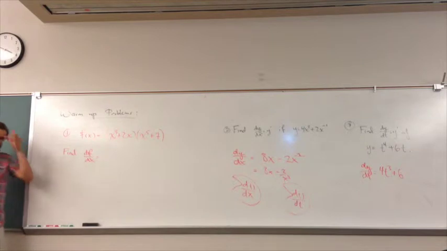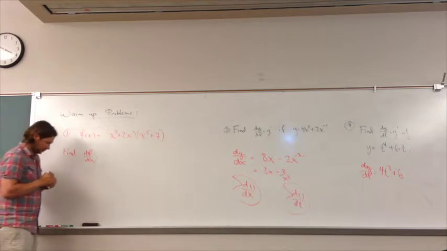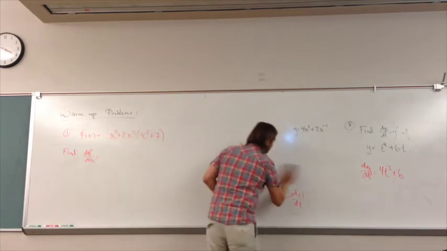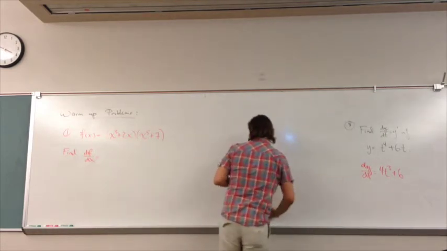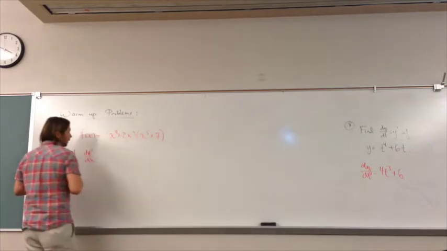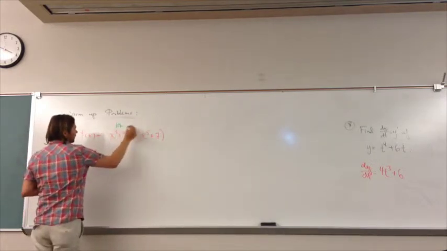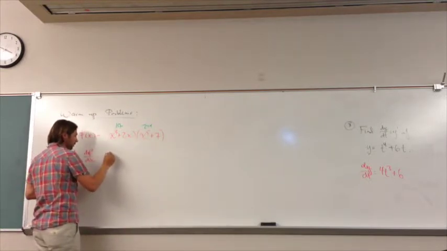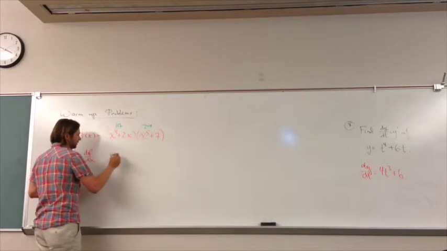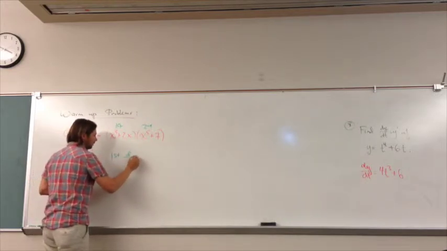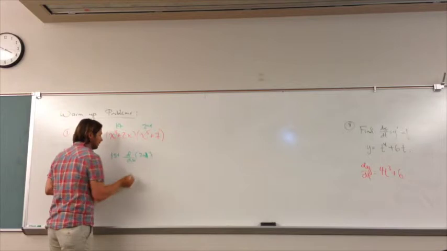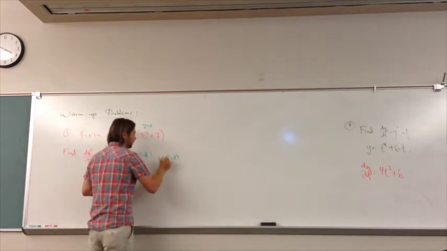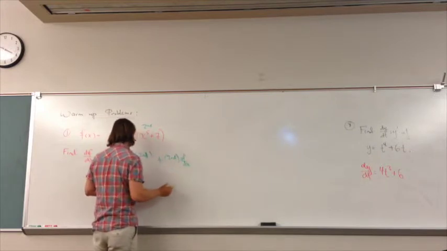Product rule? And what does product rule say? It's the first times the derivative of the second plus the second times the derivative of the first. So let's call this first, and that second. You're saying that df/dx is going to be the first times the derivative of the second, plus the second times the derivative of the first.